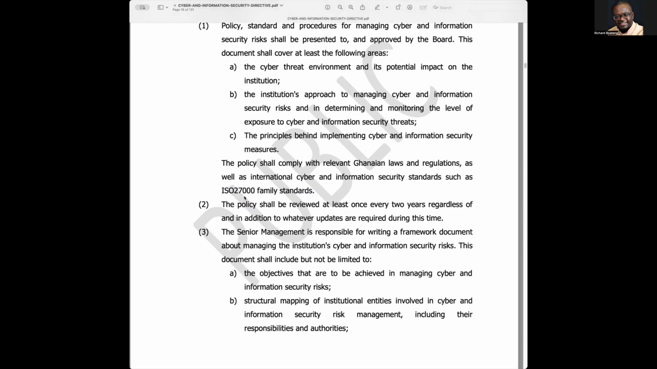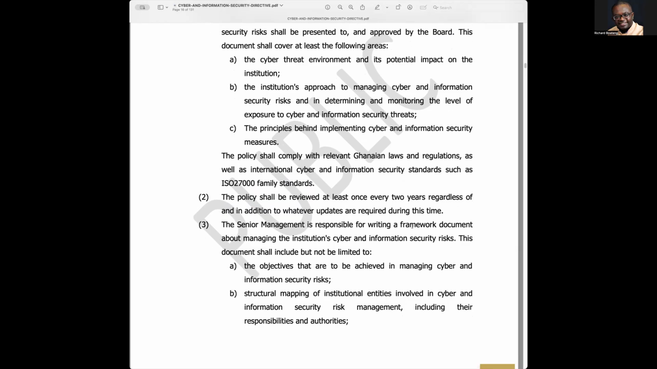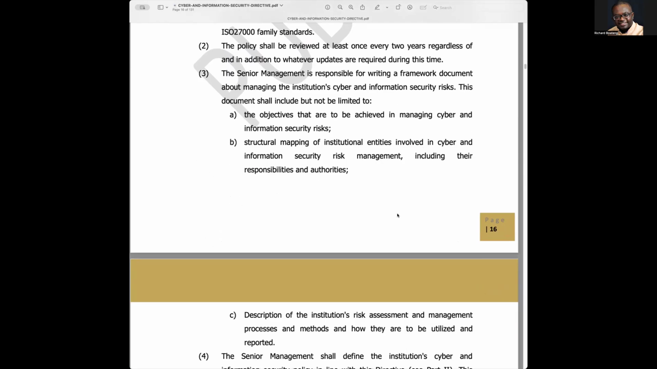The policy shall be reviewed at least once every 2 years. That's one thing about our policy. It takes time for them to review. It takes time to develop, and it takes time for them to change it. So whilst we are not changing, we can release standards and guidelines as a stop-gap measure, as a gap-filling mechanism to be able to control behavior. The senior management is responsible for writing the framework. Who will be responsible for doing that? So they are actually giving you a direction on how it will be developed.